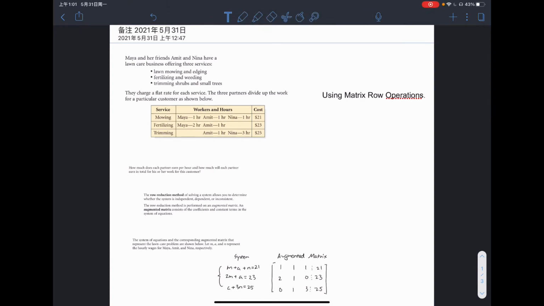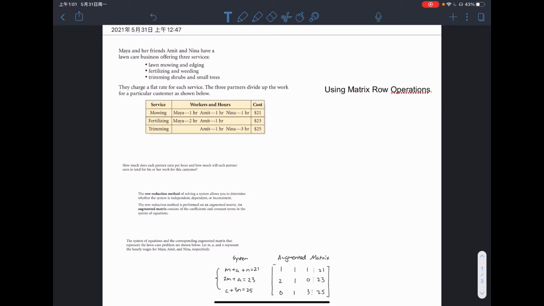Using matrix row operations, Maya and her friends Amit and Nina have a lawn care business offering three services: lawn mowing and edging, fertilizing and weeding, and trimming shrubs and small trees. They charge a flat rate for each service. Three partners divide up the work for a particular customer as shown below. The question is, how much does each partner earn per hour, and how much will each partner earn in total for his or her work for this customer?